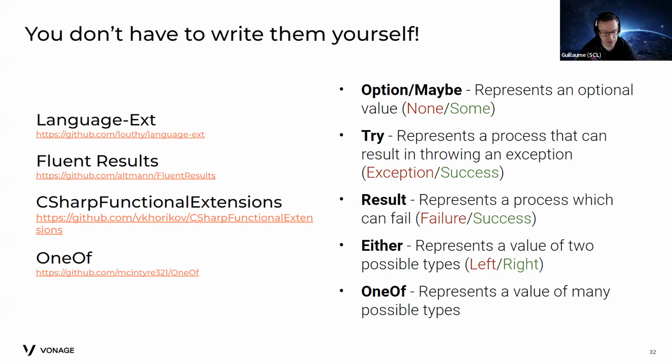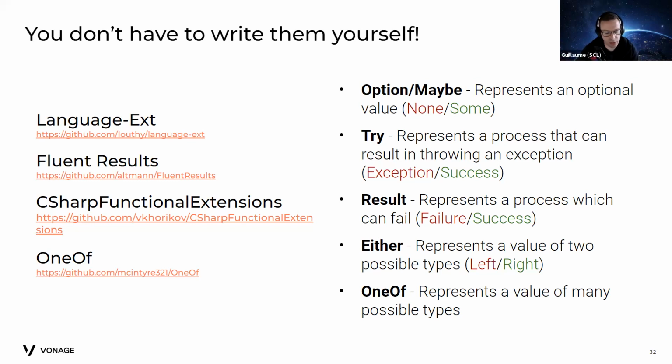And the one we've seen before, the one that we've made, is basically the Option one, or the Maybe, depending on which library you're using. But it's basically an optional value. And as you can see on the right, I put some examples, and it's always a matter of multiple states: none versus some, exception versus success, failure versus success, or left versus right, and OneOf is a bit one of a kind. So we'll leave this one around.